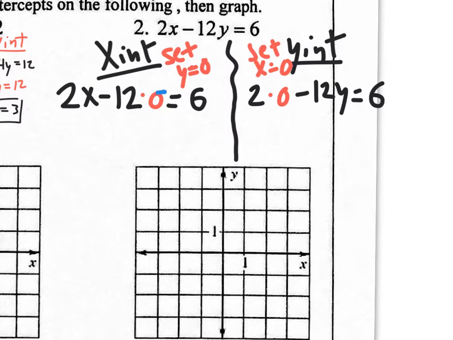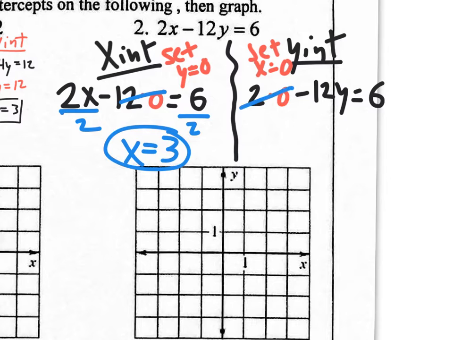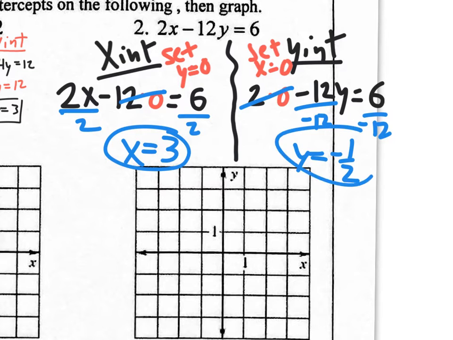So on the left side, this cancels, and I have 2x equals 6. If you divide by 2, x equals 3. That's your x-intercept. Over here, that cancels. Divide by negative 12, you'll get y equals negative 1/2, and that's your y-intercept. So for the sake of time, I just put the dot on the y-intercept halfway up right there, and at 3 right there, just draw a line through it and you'll be done.